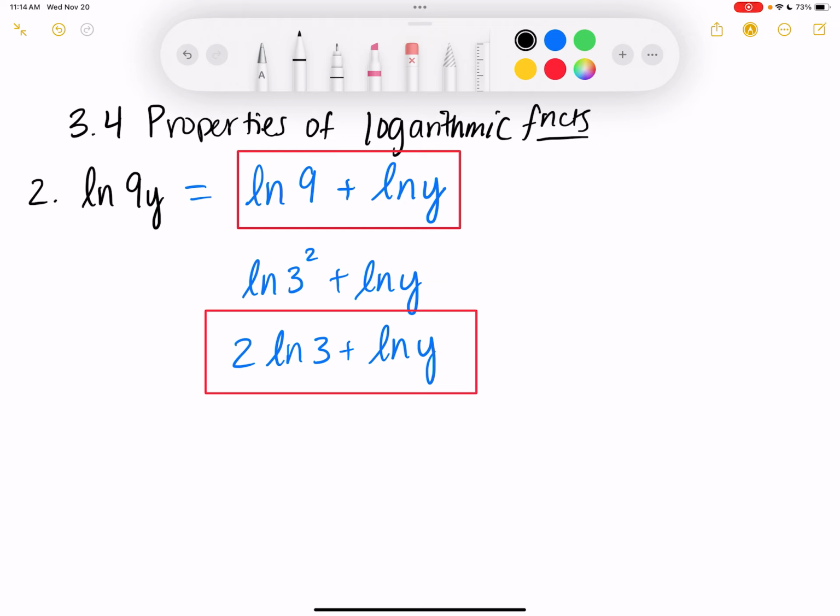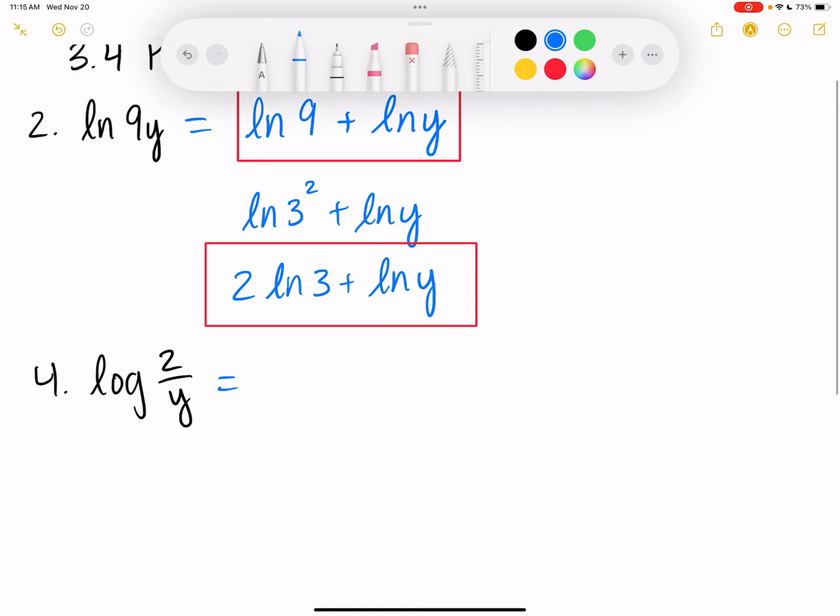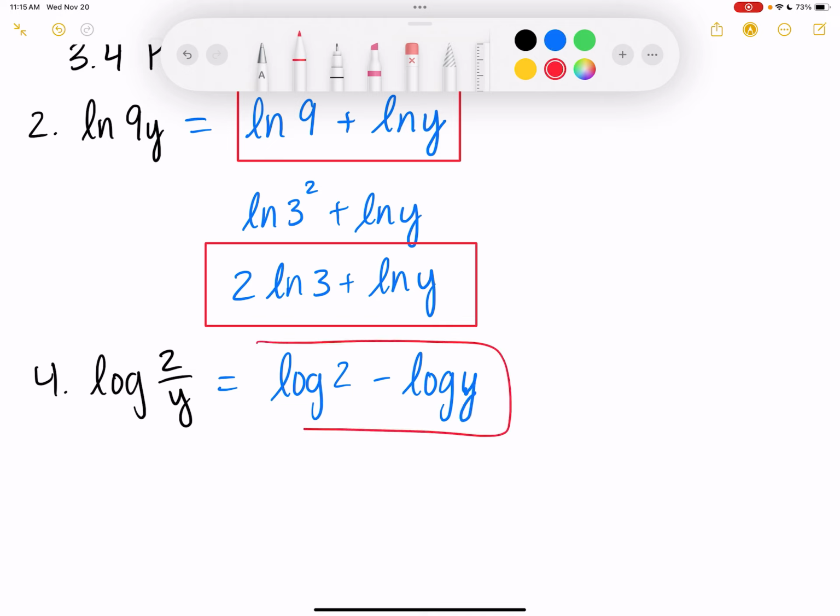4, log of 2 over y. So this is a quotient, so that means I will be subtracting. It's always top minus bottom. So log of 2 minus the log of y. And that's all you have to do for that one. There's nothing else I can do with it.